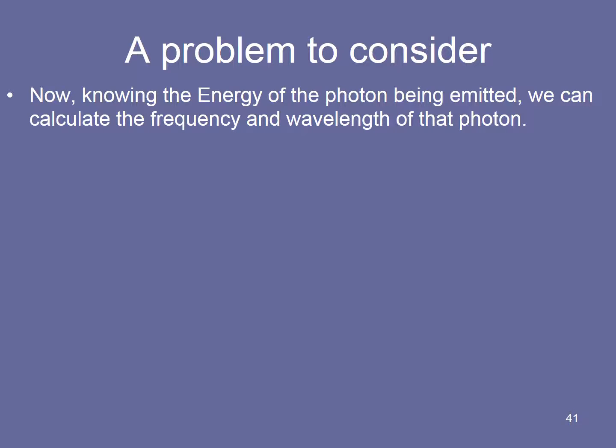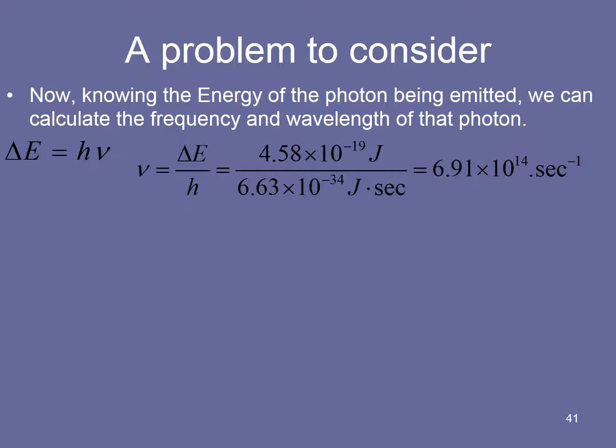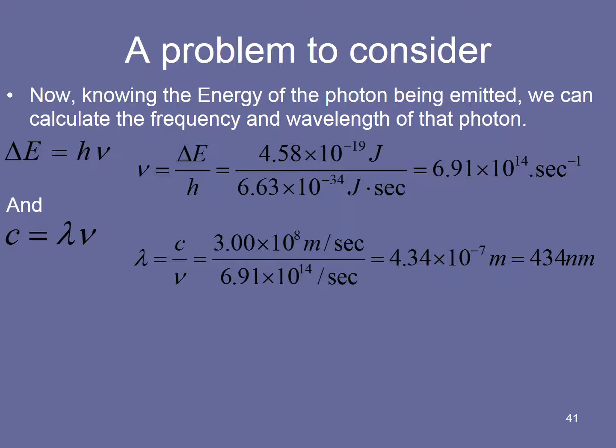All right, now that we know the energy of the photon being emitted, we can calculate the frequency and wavelength of that photon. Since we know delta E equals h nu, and we know E, we can find nu. Nu equals delta E over h. H is just a constant. So you can see here that the frequency is 6.91 times 10 to the 14th inverse seconds, or hertz. And if we want to, we can also calculate the wavelength of that frequency. Wavelength is just c over frequency, 3 times 10 to the 8th divided by 6.91 times 10 to the 14th. The per seconds cancel, and we get 434 nanometers.